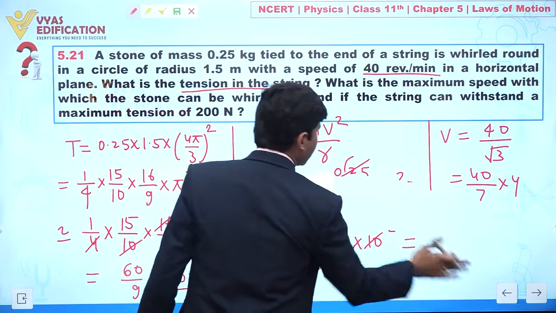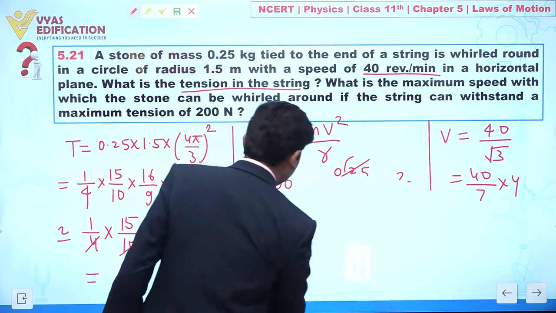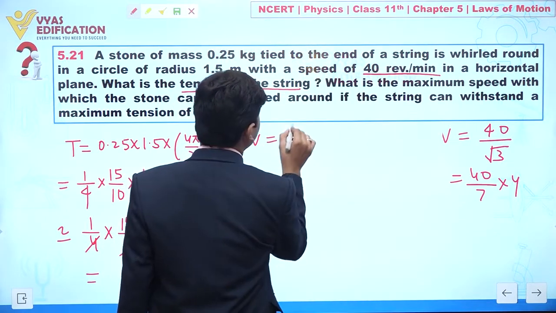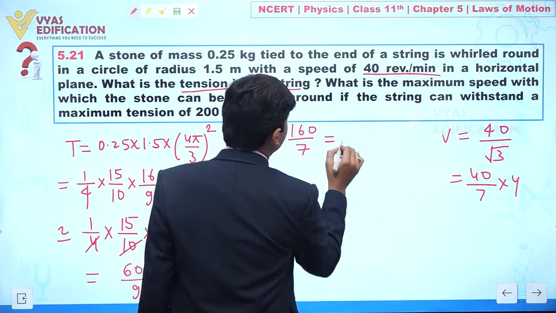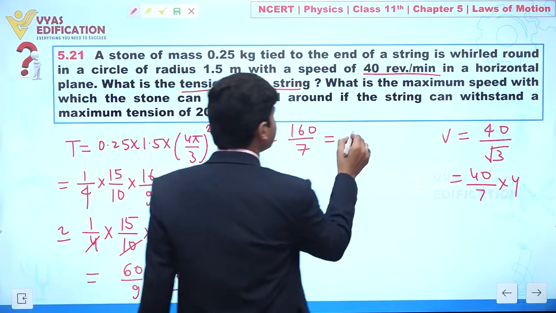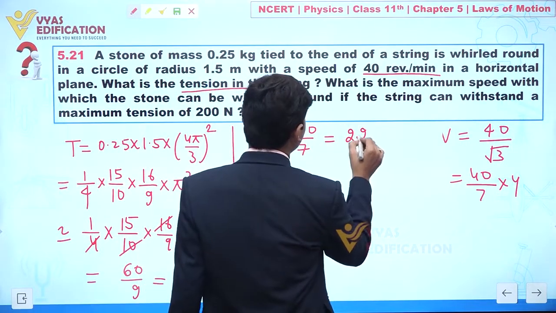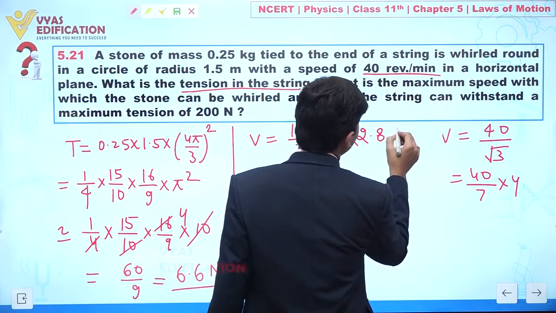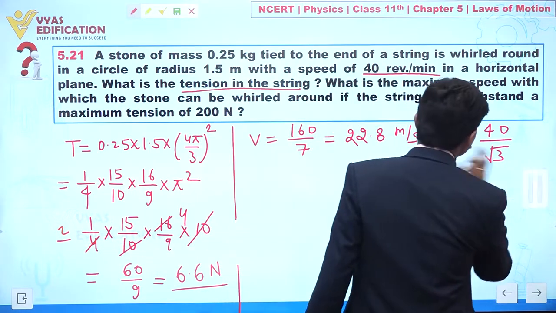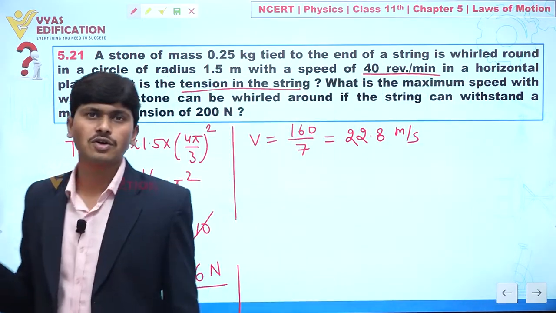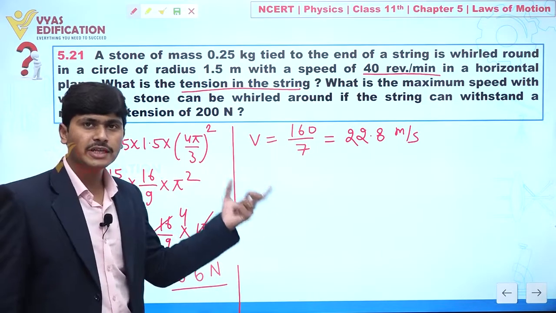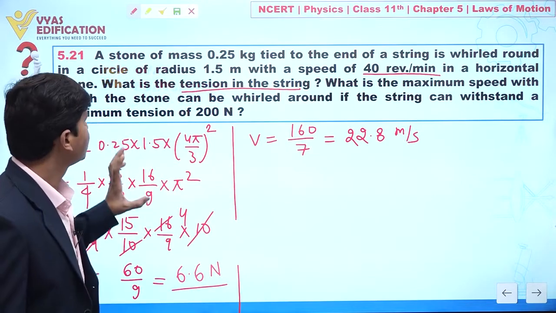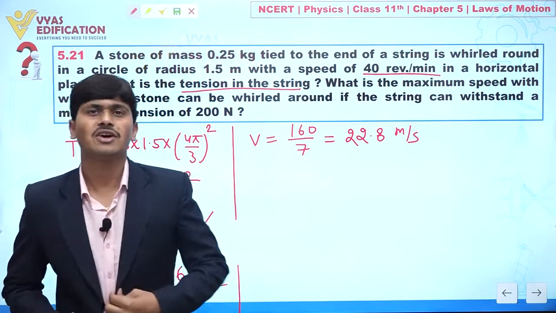So from here we can calculate the value of v, clear. The value of v is given by 160 by 7. So this is 2, we have 2 left, so again we have 2, clear? So we have 6, and we can say 22.8 meter per second, clear? So this is the maximum speed that I can provide to the stone so that this string can stand the maximum tension, which is 200 Newton, clear everyone? Yes or no? Yes, clear? So this is all about this question.